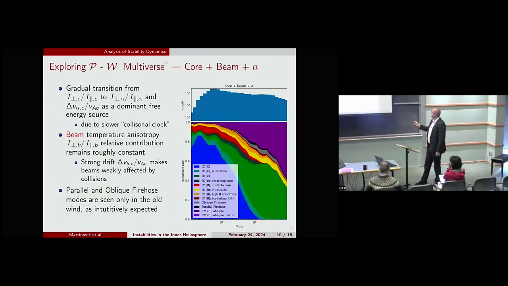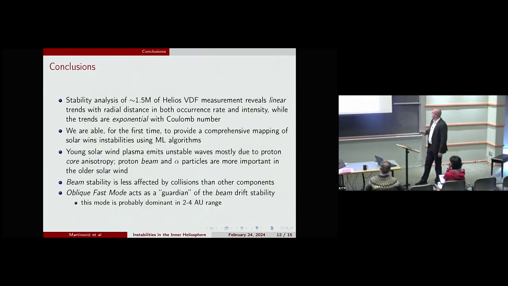I am not going to dive into the quirks of various beam instabilities. I'm going to skip all this. I was going to say that in the young wind, there is actually the core anisotropy and various core modes that are dictating the solar wind dynamics. In the older one, there are alphas. There is the proton beam that lives behind all that as a separate population and doesn't feel the collisions.